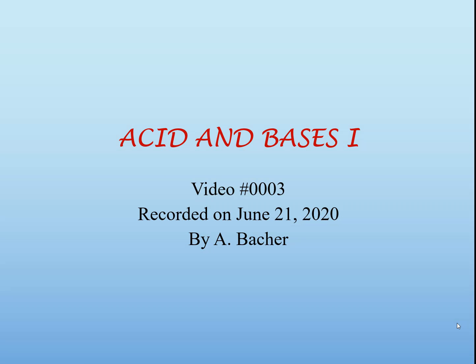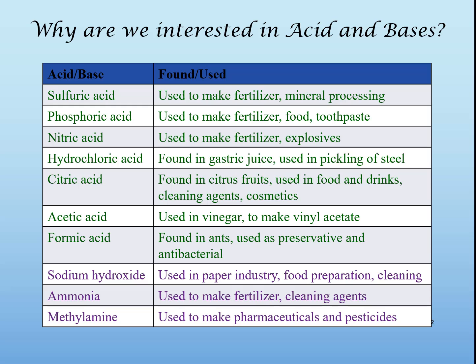Hello, today we want to talk about acids and bases. We've seen some acids and bases in general chemistry already. Acids like sulfuric acid, phosphoric acid, and nitric acid are used to make fertilizers. Nitric acid is also used to make explosives. Hydrochloric acid is found in gastric juice.